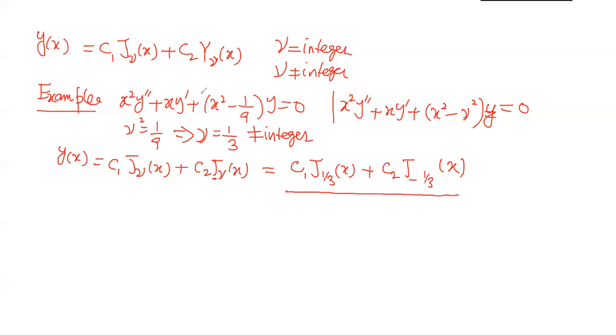So it's as simple as that, okay? Remember that these are the Bessel's functions of the first kind. And you know that Bessel's function of the first kind involves the gamma function, and the gamma function can calculate the factorial values for fractional terms, okay? So this is the solution. You can see that the application is very simple.